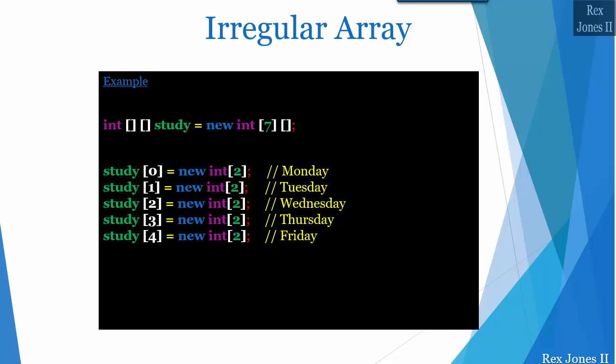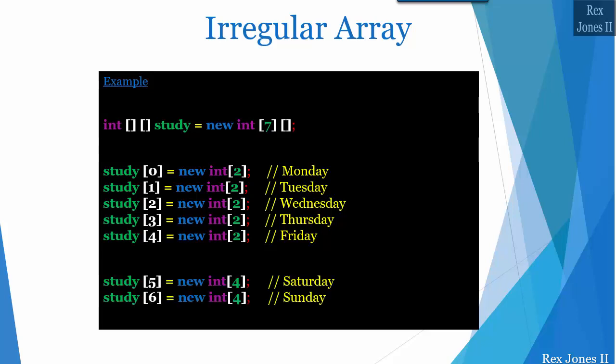As a result, on the left side of the expression, we write study with an index of 0 all the way to study with an index of 4. On the right side, we write new int 2 with 2 inside the square brackets. The 2 inside each bracket represents the number of times we study Monday through Friday.